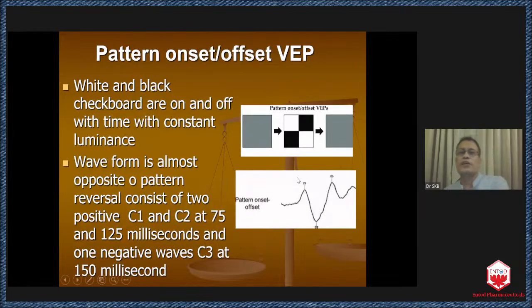So pattern onset-offset VEP: here the stimulus is either off and on, but it remains static and constant. This type of VEP is mainly done by neurologists. Here the pattern is almost the reverse of the pattern reversal VEP wave pattern. We get two positive waves and one negative wave.